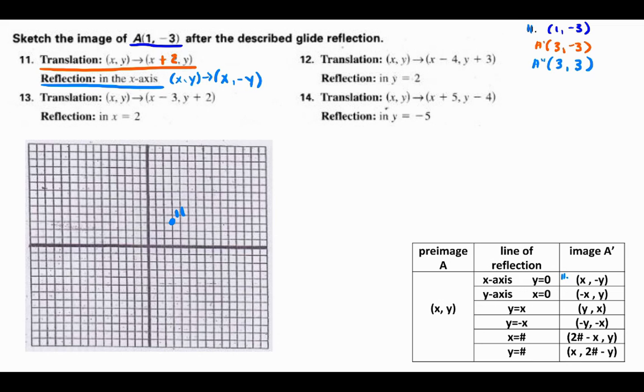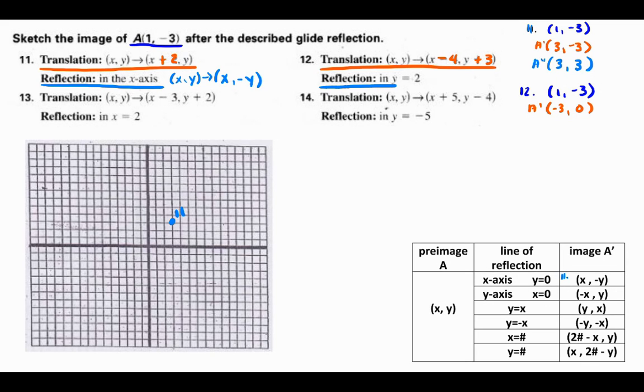Problem 12. Once again, we're starting at the point 1, -3. Our first task is to do a translation. So our translation is to subtract 4 from the x and to add 3 to the y. So I subtract 4 from the x and add 3 to the y to get my A prime.